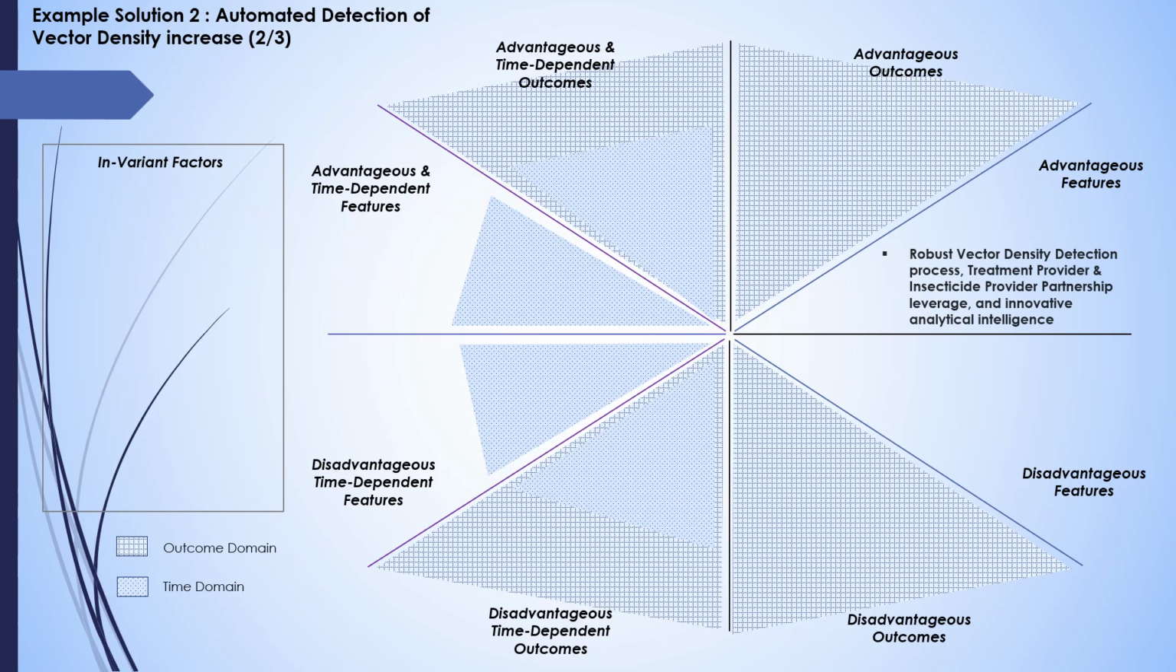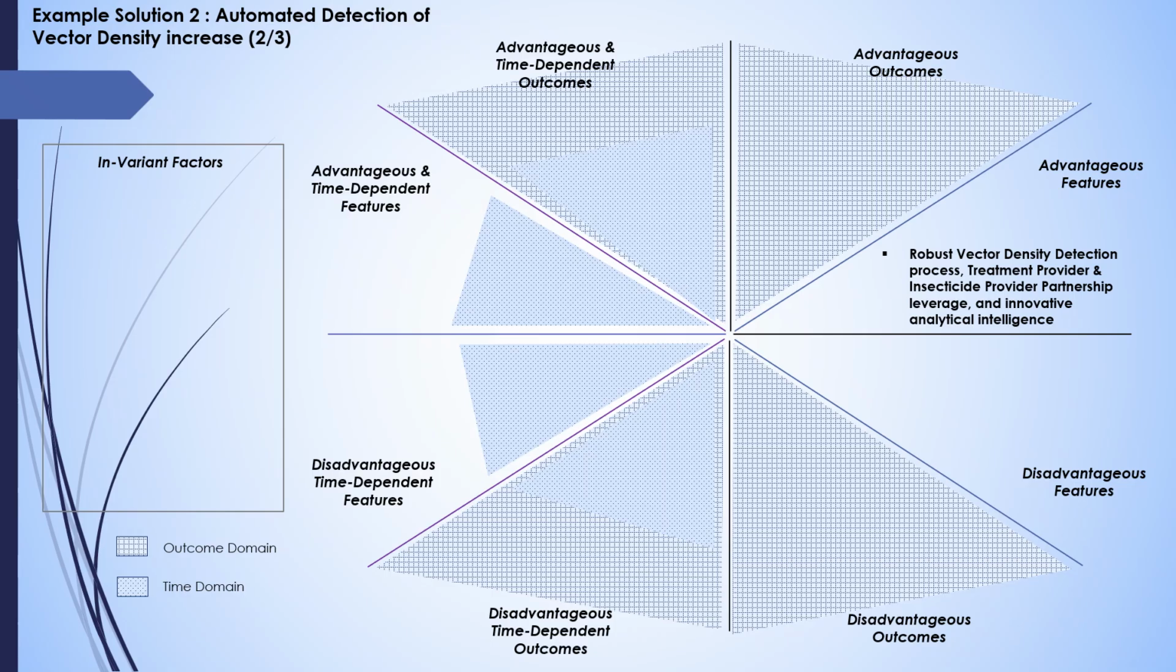Start with the advantageous features, the ones actively working in the solution's favor. 3 stand out clearly. First, a robust vector density detection process. This is the technical credibility of the entire solution. The more accurate, the more reliable, the more consistently it performs, the more the solution delivers on its core promise. This capability must be protected, invested in, and continuously improved.